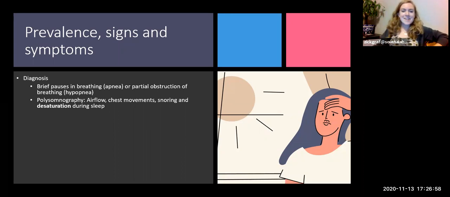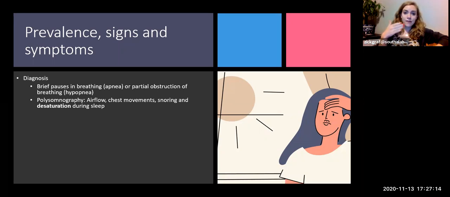Yes, per hour. Sorry, I'm looking at my DSM. So 15 times per hour over the course of their night of sleep, they stop breathing or don't breathe enough. We diagnose apneas and hypopneas using polysomnography.